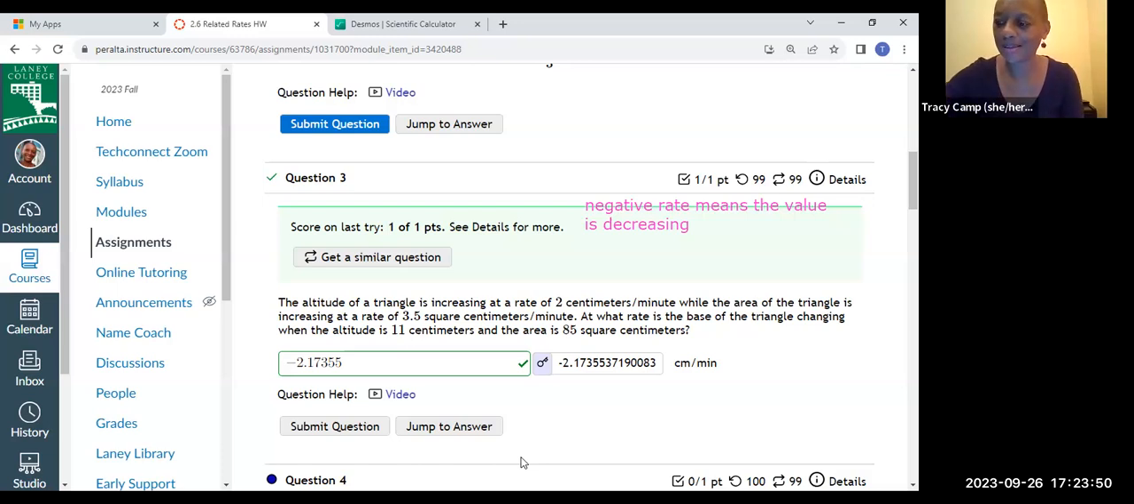So yeah, it looks like the base is decreasing, even though the area is increasing. So that's possible, right? As long as the height is increasing enough, the base can still be decreasing, and base times height can still end up increasing. And therefore 1/2 base times height can still end up increasing.